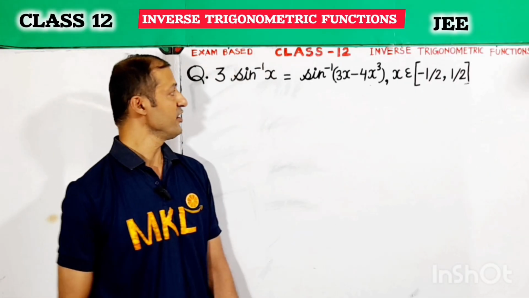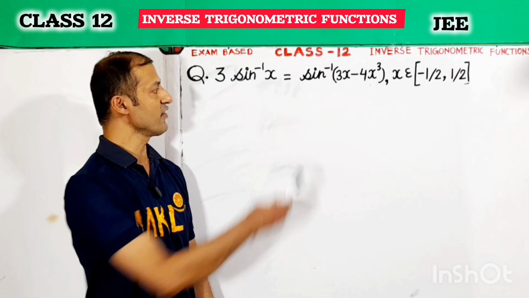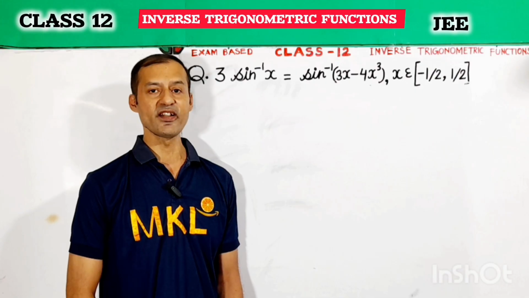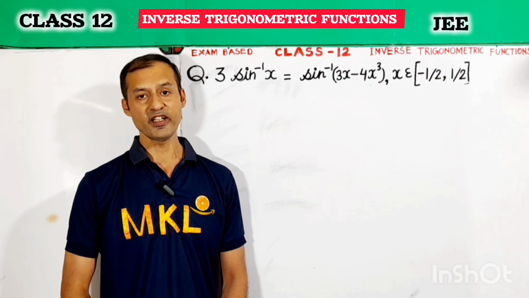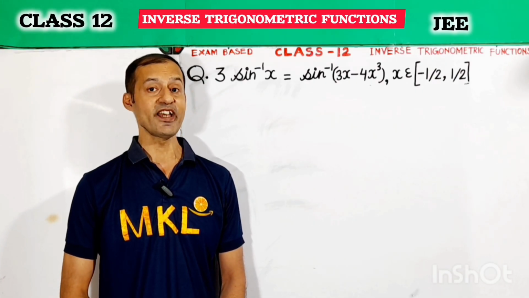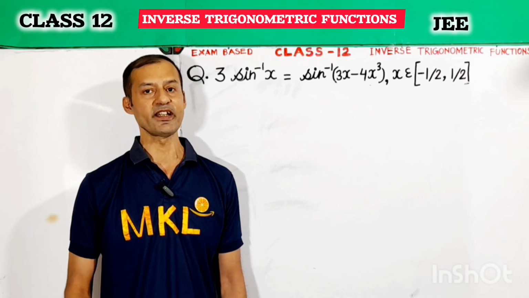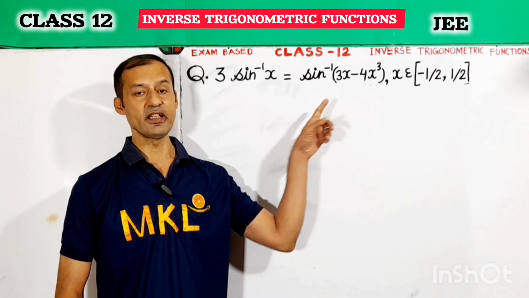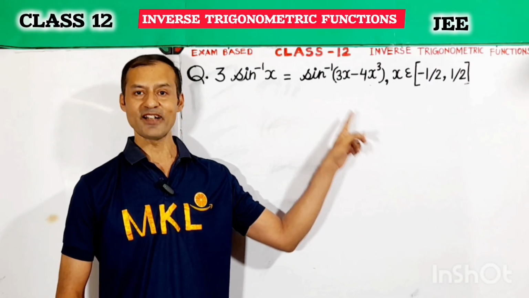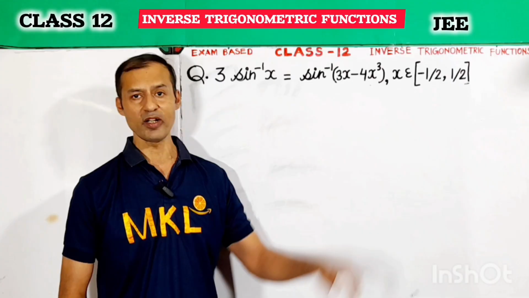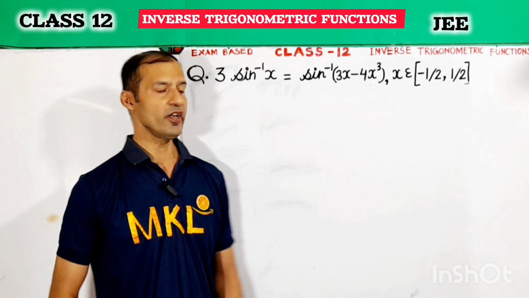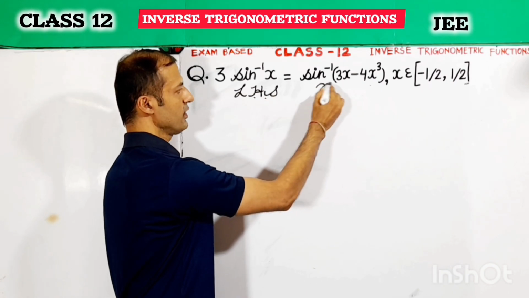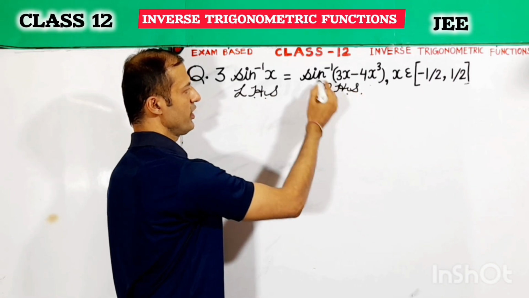In the question it's written: 3 sine inverse x is equal to sine inverse of (3x minus 4x cube), where x belongs to minus 1 upon 2 to 1 upon 2. Which side will we take first, left hand side or right hand side? As we know, the right hand side has more weightage and is longer than the left hand side, so first we'll take the right hand side, students. This is called the left hand side and this is called the right hand side.